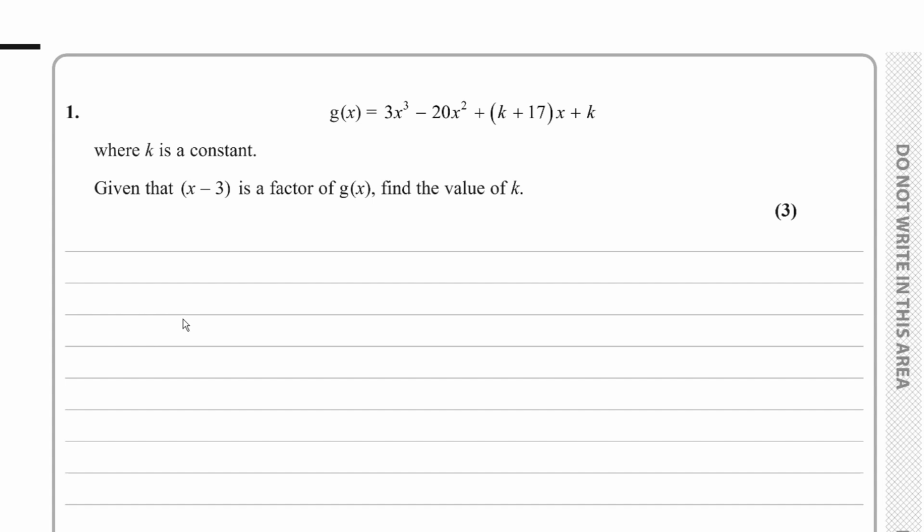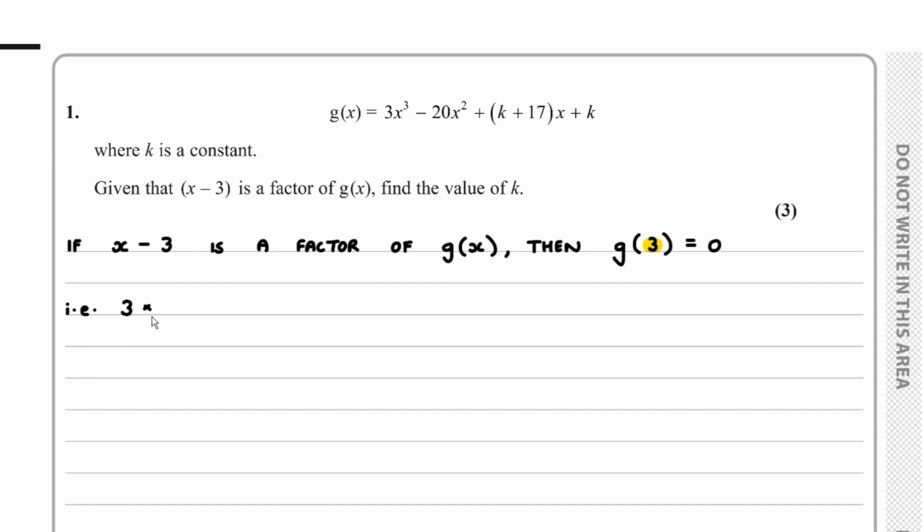Well, if x subtract 3 is a factor of g of x, that means g of 3 is equal to 0. Let's replace the x with 3 and set g of 3 equal to 0. That means we would have 3 multiplied by 3 cubed subtract 20 multiplied by 3 squared plus k plus 17 multiplied by 3 plus k equaling 0.